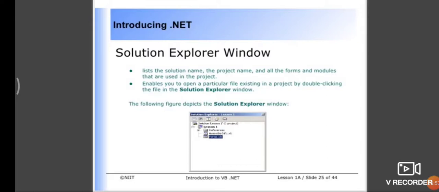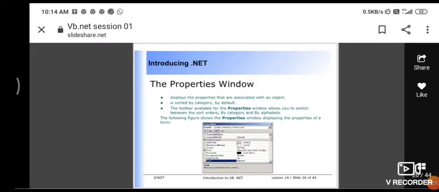It lists down the solution name, that is, what kind of solution you want to execute on your project, the project name, and all the forms and the modules that are used in the project. And it also enables you to open a particular file existing in a project by double clicking on the file in the Solution Explorer window.